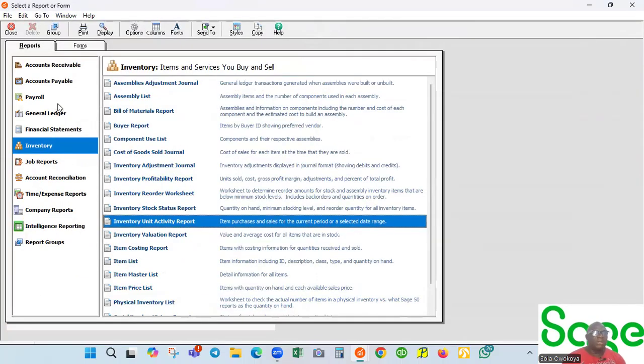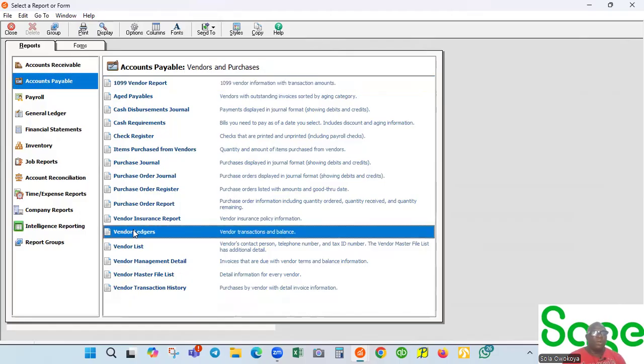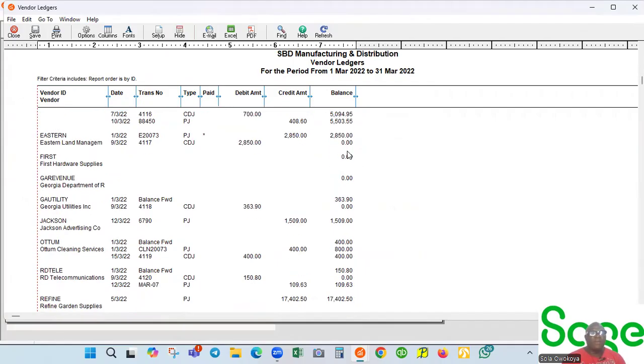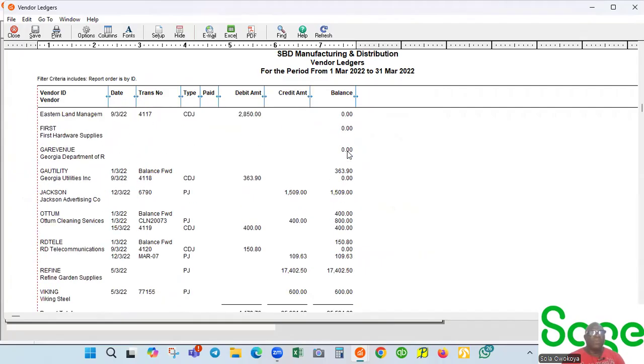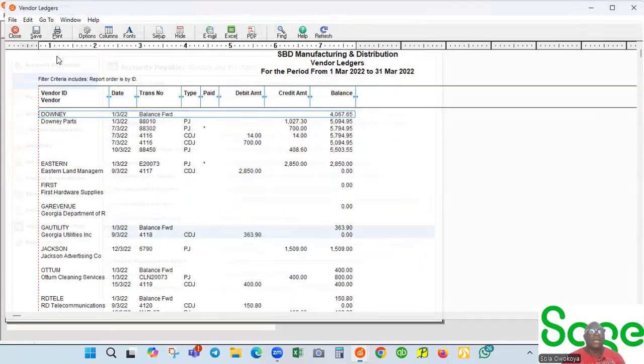Then you can use it to track your vendor as well. In case you want to know how much you are owing your vendor, you can use this software to see the vendors report. This is how much this business is owing the vendor, so that at the end of the day, they will actually know how much money they are owing outside the business.